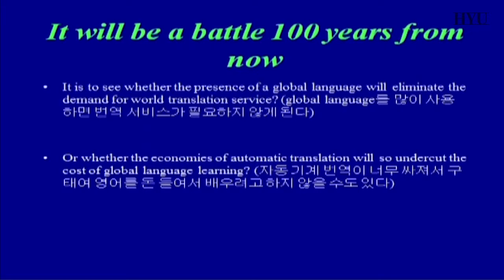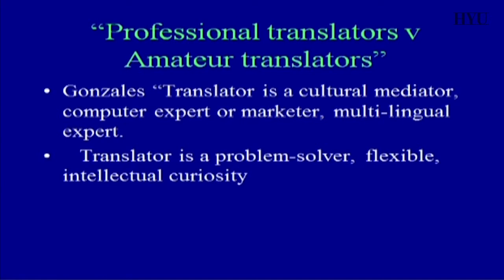So it's interesting that our textbook author said it will be a battle 100 years from now. It remains to be seen whether the presence of English will eliminate the demand for translation service. In other words, if English is so often used, we no longer use the translation service. Or the other possible picture is that automatic translation is available so cheaply and so easily that everybody can use it, so you don't have to learn the global language English, which will come true in the next decades. That will be the interesting case.